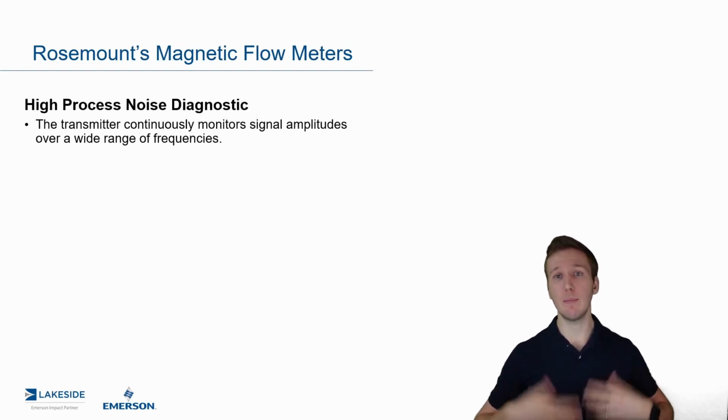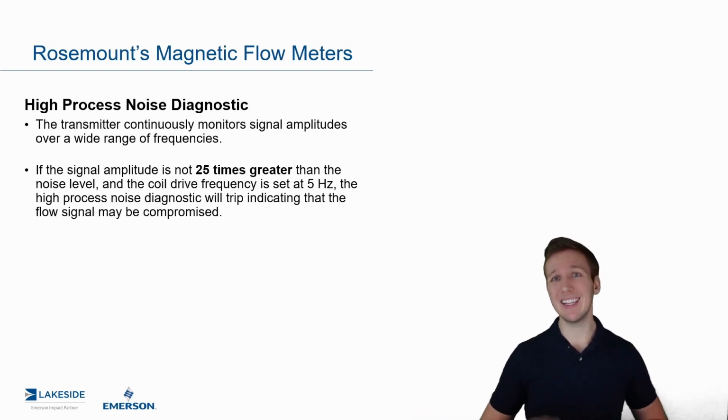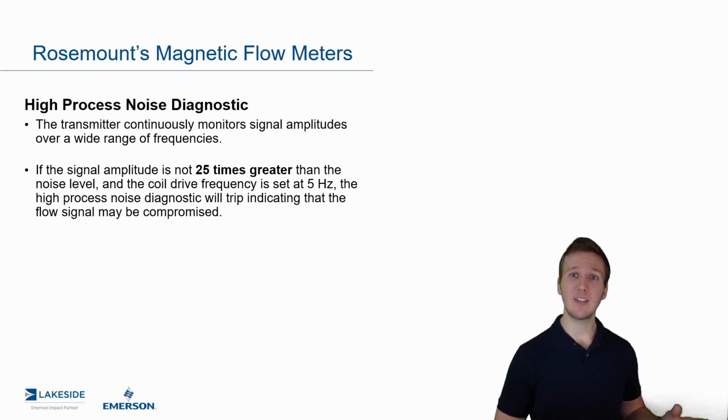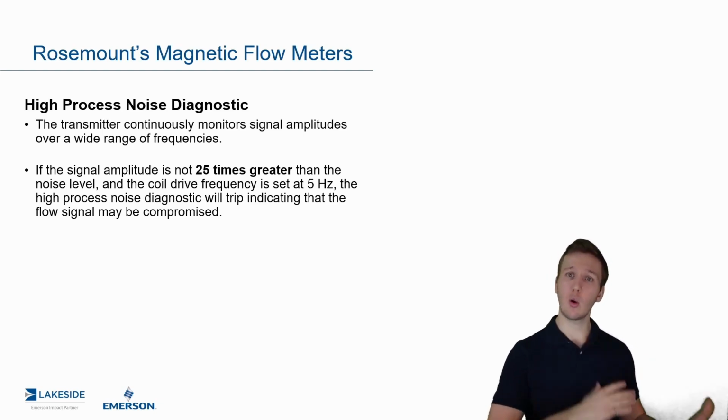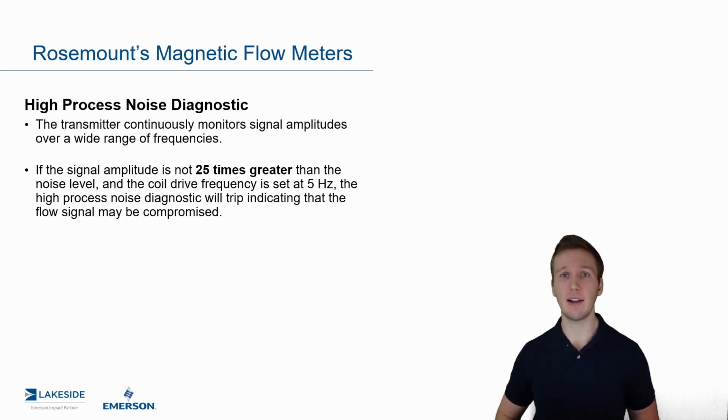So what we do is we monitor the signal to noise ratios at a range of frequencies and see what they are. And we're looking for at least a 25 times signal to noise ratio. And if the transmitter is set at 5 hertz and it doesn't receive that, or maybe the lower frequency if we're talking a slurry platform, it will then alert you to move up to the high frequency.